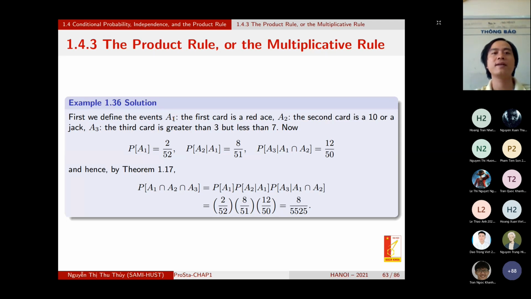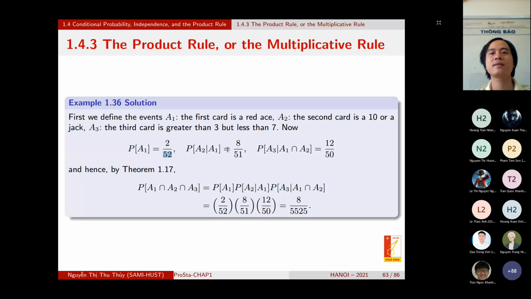So what is event A1? The first card is a red ace. How many red aces do we have in a deck of 52 cards? We have two red aces. So the probability of A1 is 2 divided by 52.